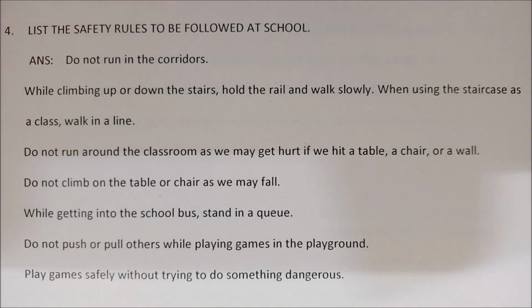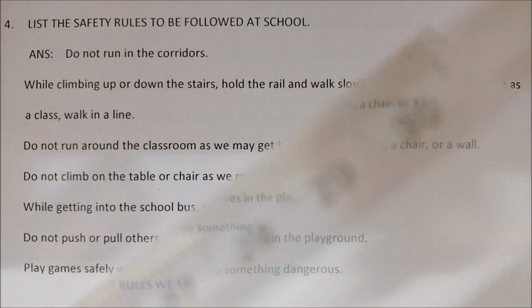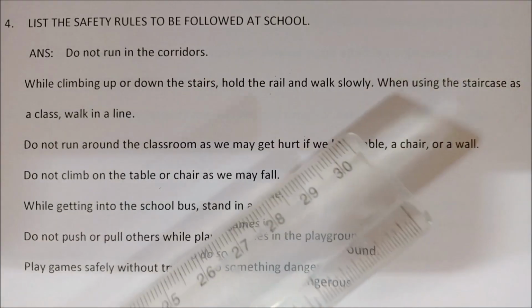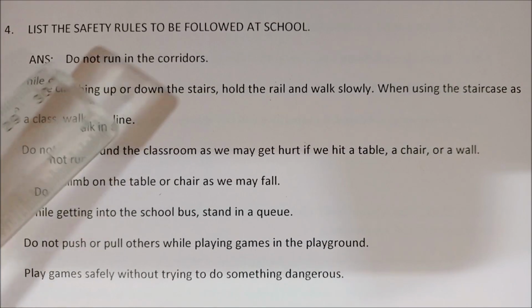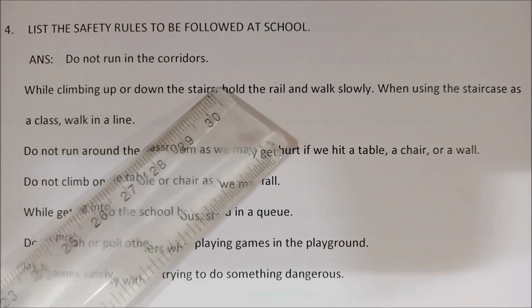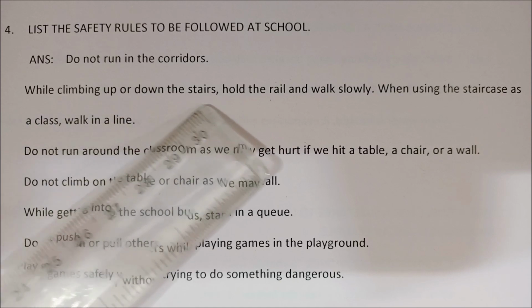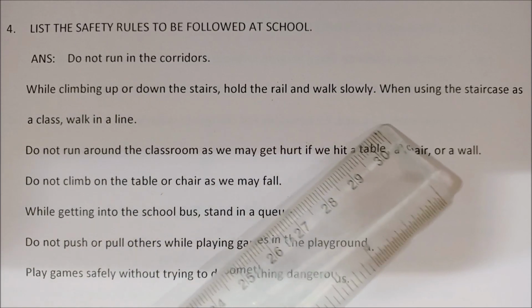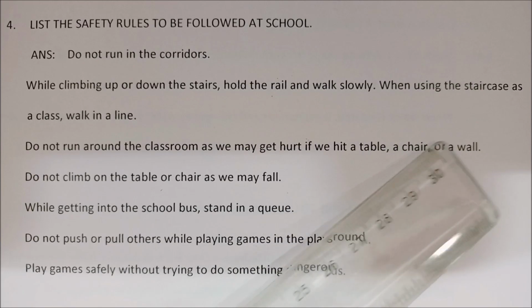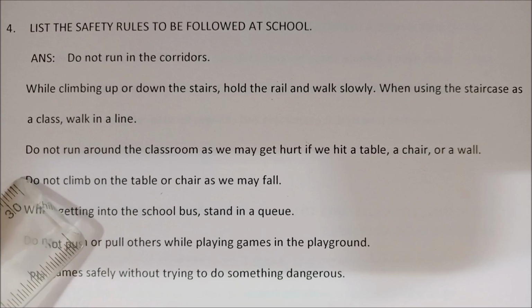Children, your next question. List the safety rules to be followed at school. So, what are all the safety rules that you have to follow at school? Answer. Do not run in the corridors. While climbing up or down the stairs, hold the rail and walk slowly. When using the staircase as a class, walk in a line.